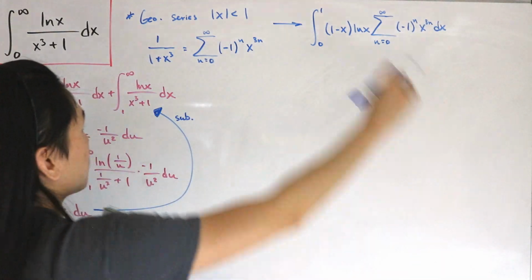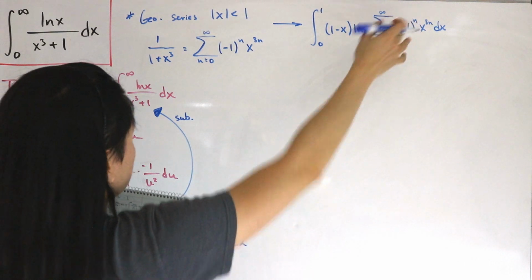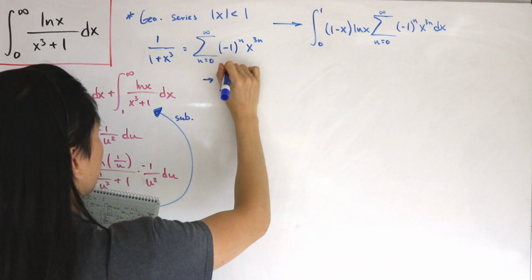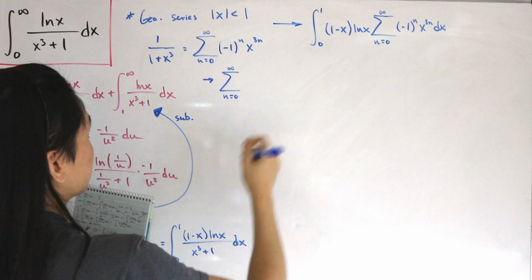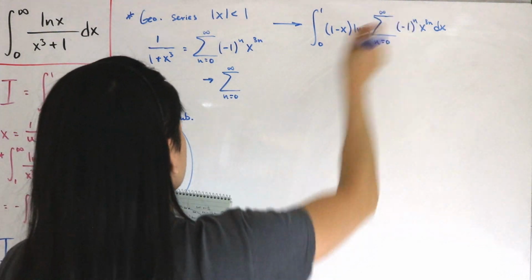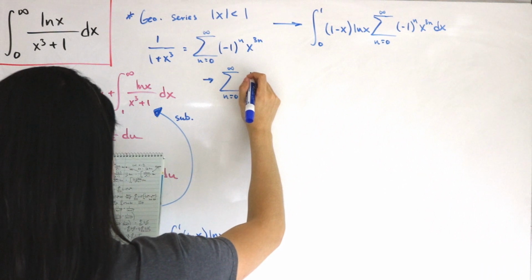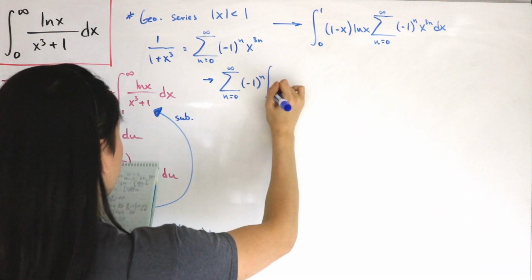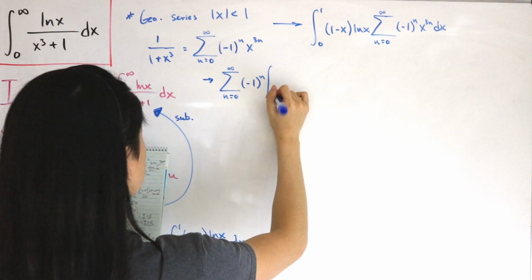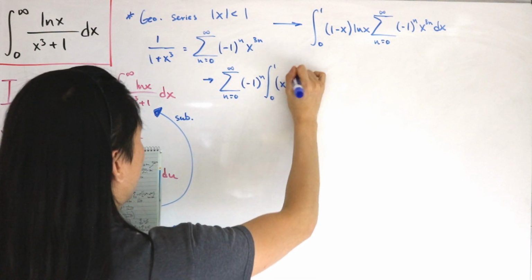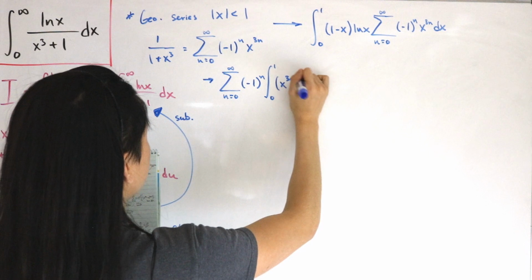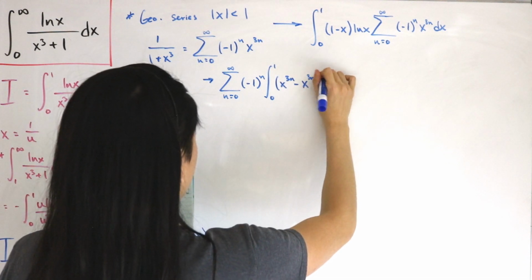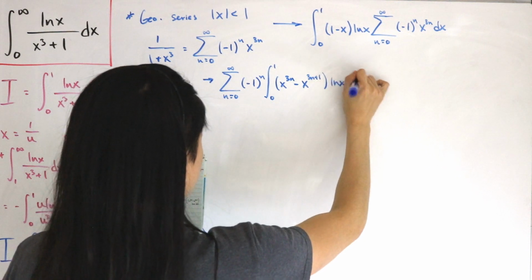With convergence, we can just interchange these two together. The geometric series is absolutely convergent. So now this is going to be the infinite sum. Now put everything outside that doesn't have to factor with x, so we have the negative 1 to the power n in here. Then multiply with our integral from 0 to 1 of x to the power 3n, subtract x to the power 3n plus 1, and multiply with ln of x, dx.